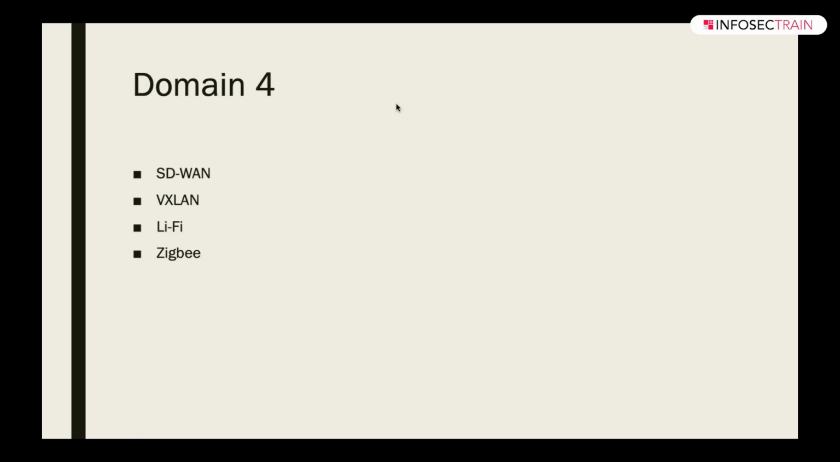Software-defined WAN. Three years ago, we had an inclusion of software-defined networking. It's not even three years ago; it's been there for like 5 or 6 years. The CISSP has been testing the concepts of software-defined networking, or SDN. Software-defined WAN is an extension to software-defined networking. It is a very interesting concept and indeed an important one.